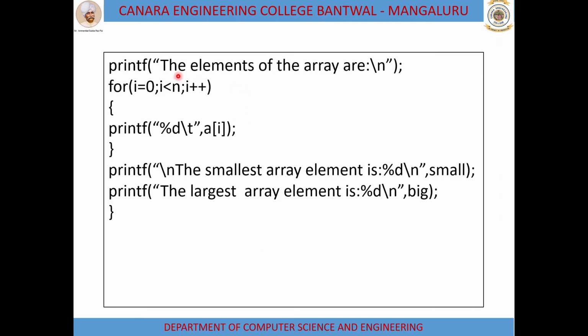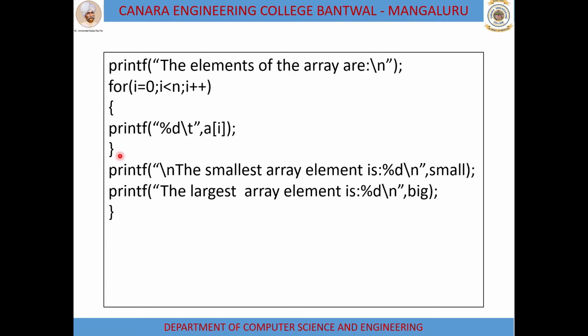So for displaying the elements of the array, for I equal to 0, I is less than n, I plus plus, I have to display each element, starting from the 0th element, that is a of 0, a of 1, a of 2, a of 3. Once it reaches a of 3, next I becomes 4. That means the condition becomes false and the control will come out of the loop.